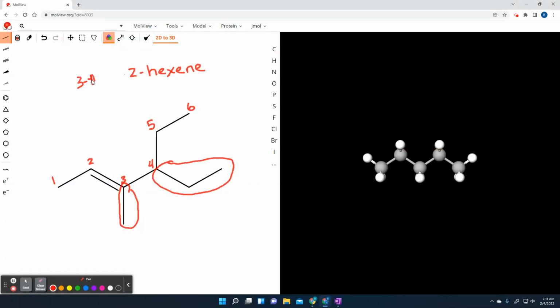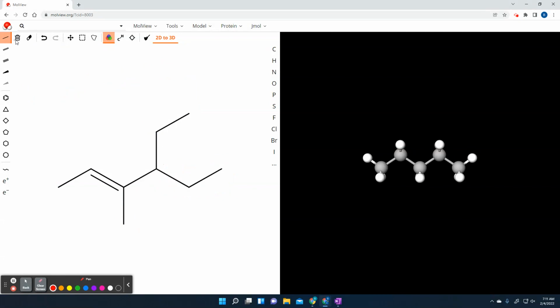3-methyl. And then we put the ethyl in front of everything, so it'll be a 4-ethyl. And we have our final name. 4-ethyl, 3-methyl, 2-hexene.